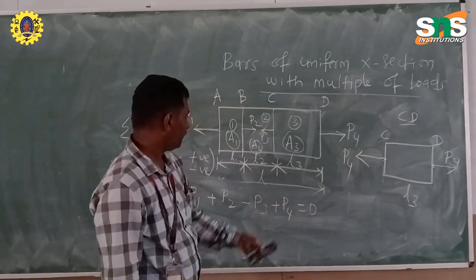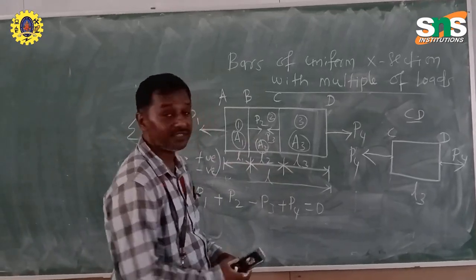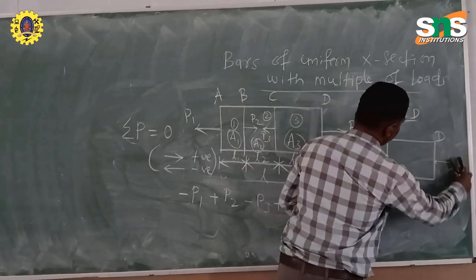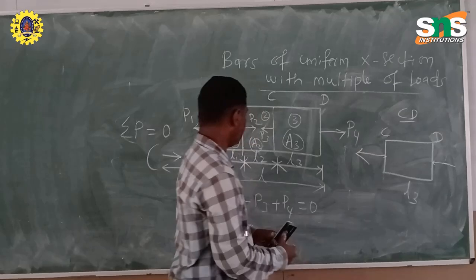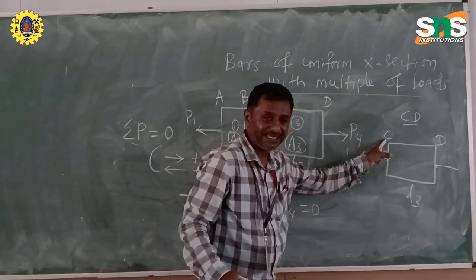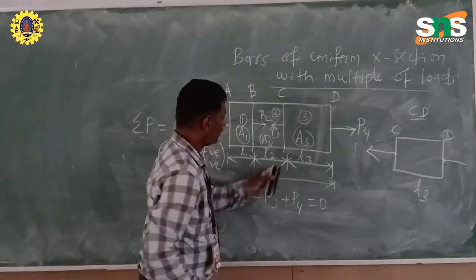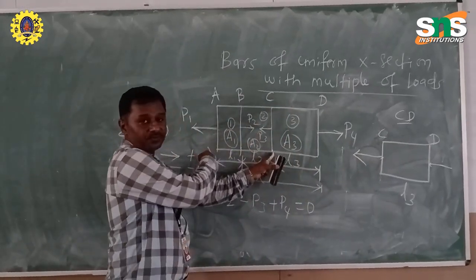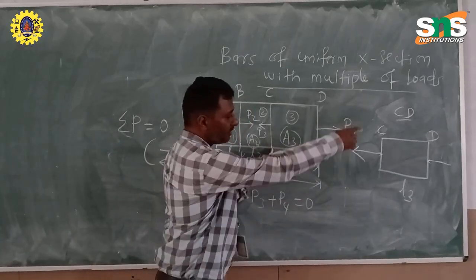Otherwise, I will go for another approach. Now I am going to take a point C. So take this point C. In CD, you consider the left side alone. If you take the right side, it is this one alone, P4, so it will come back to the same.